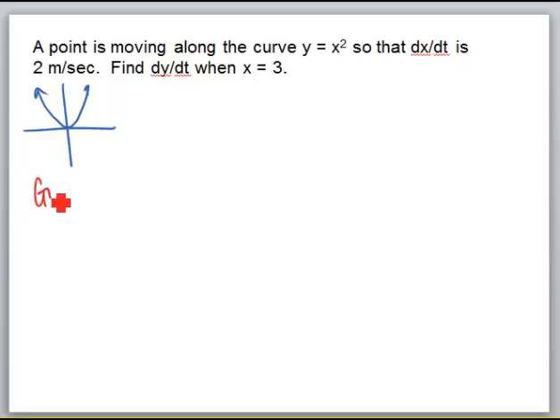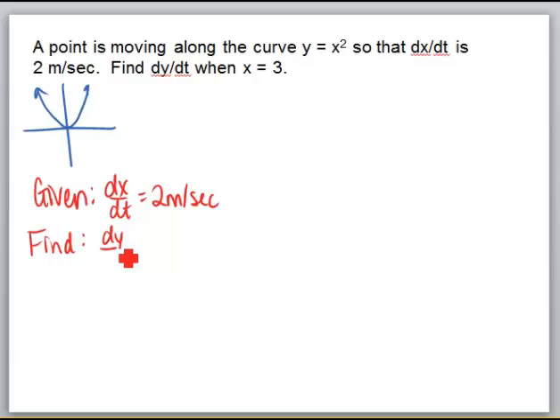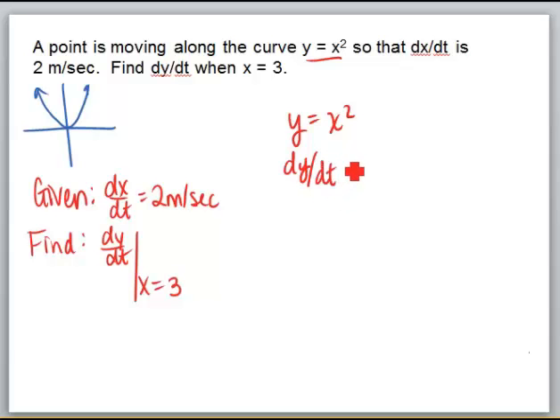what we are given and what we're supposed to find. We are given that dx over dt is equal to 2 meters per second, and we're supposed to find dy over dt when x is 3. Our formula is just our equation. We're going to take the derivative of that. The derivative of y with respect to time would be dy over dt equals 2x dx over dt.